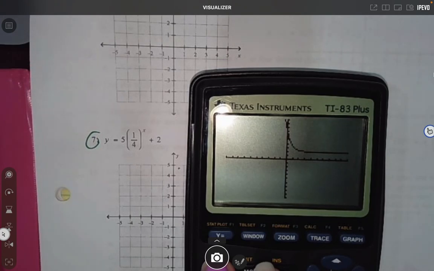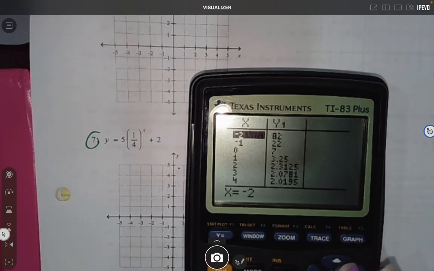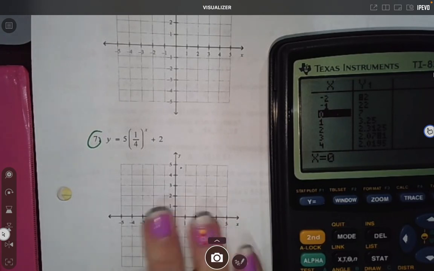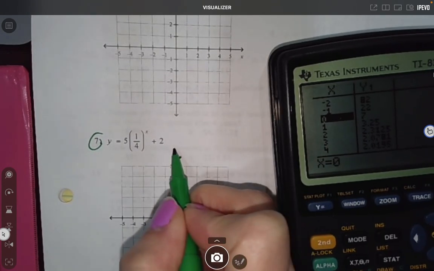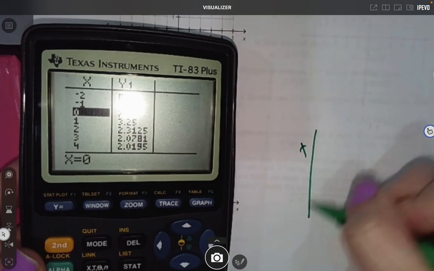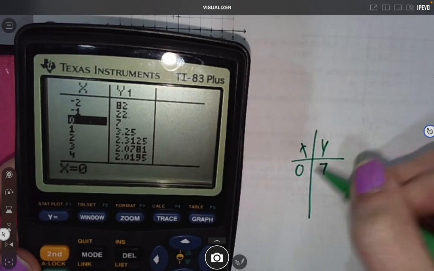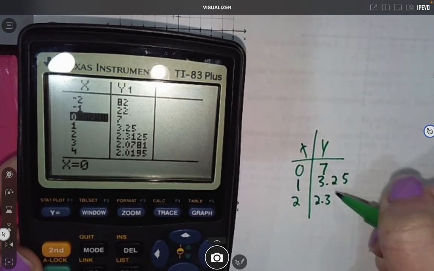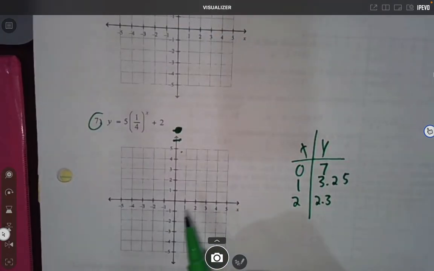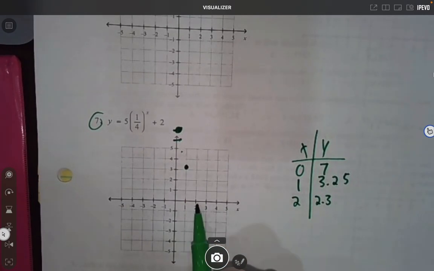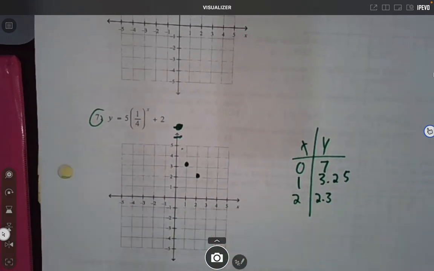Is everybody good so far? So when I go to my table, those are big numbers. I'm going to start with 0, 7. That was where we kind of guessed. These are counting by 1s. I'm going to have to go up a little bit more. Let me put my little table. 0, 7. I'll do 1, 3.25, 2, 2.3-ish. Okay. So over 1, up 3 and a little more. Over 2 and up 2.3.